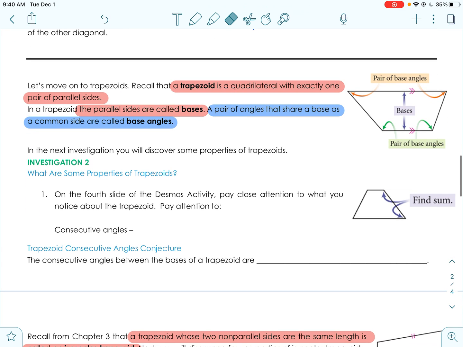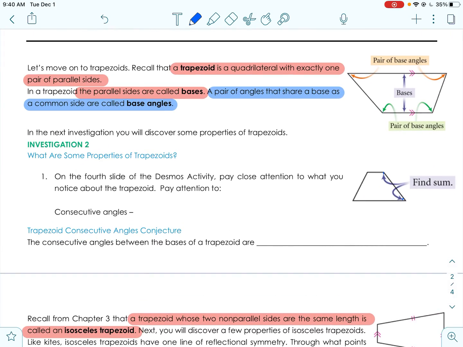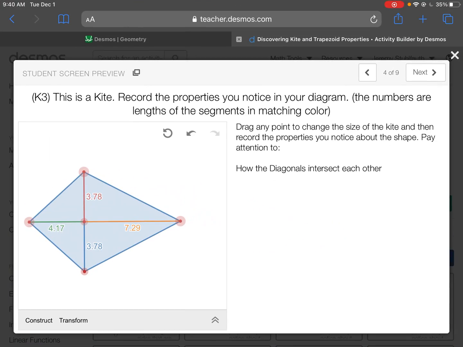Now, we're going to first talk about what we notice about consecutive angles. Okay, and so consecutive angles are going to look like this. They're angles that share the same side. So here and here. Okay. So let's jump over to Desmos and take a look at some trapezoids.